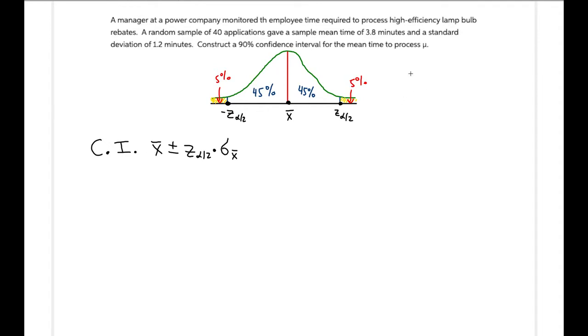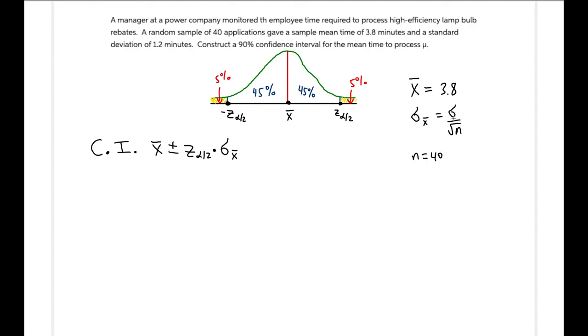We know that the sample mean here is provided to us as 3.8. And this part here means the standard deviation of the sample mean. The standard deviation of the sample mean, by definition, is the population standard deviation divided by the square root of the number of items. In this case, there are 40 applications, so n is 40.